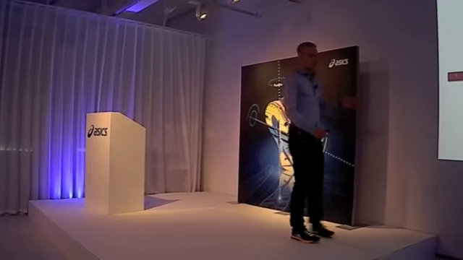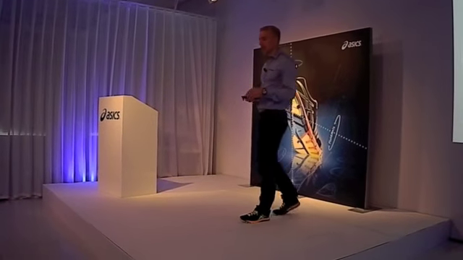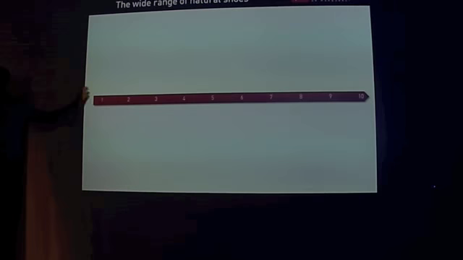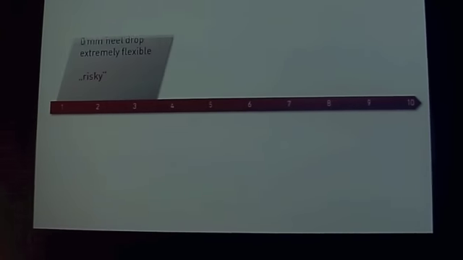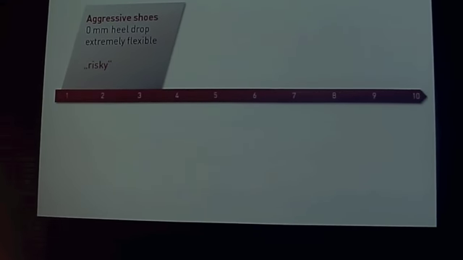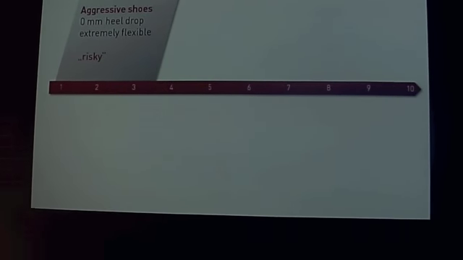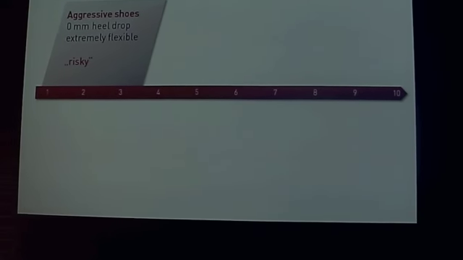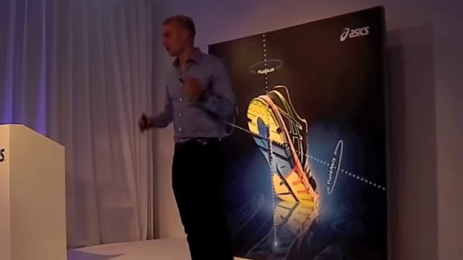The wide range of natural shoes we got at the moment is very complicated as well. I put up a scale here, and this scale starts at 1, which means nearly barefoot. And it ends up at 10, which means running in a shoe we all know, like a normal training shoe. And we got these aggressive shoes on the left-hand side with zero heel drop. These shoes are extremely flexible, have extremely thin soles, midsoles that are extremely thin, like 5-finger stuff, you all know that. And I would say these shoes are really risky.